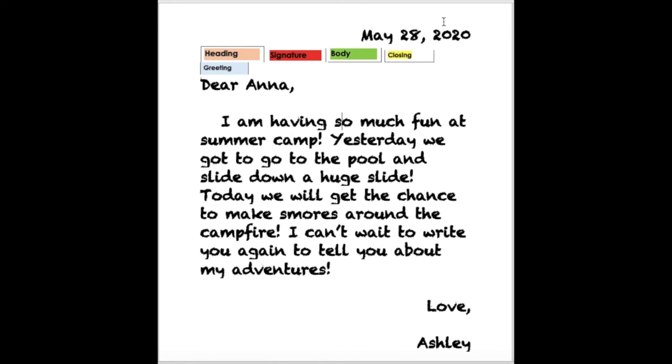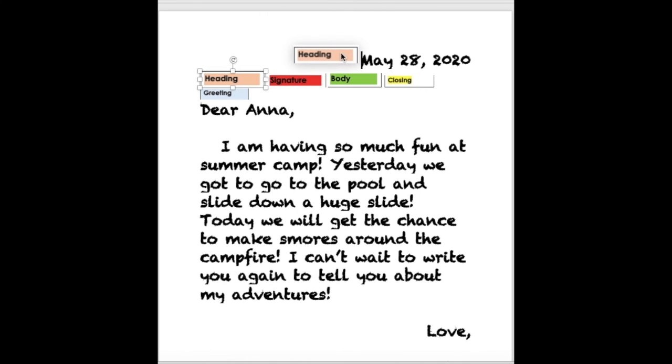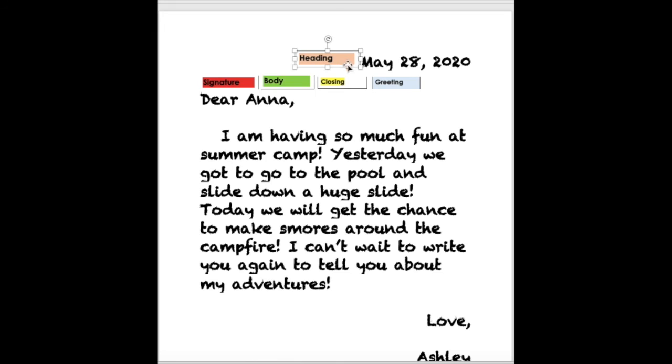All right, let's take a look at the top right here where it says May 28th, 2020, which is the date. What is this part of a letter called? The heading. You were right, friends. So I'm going to move the heading right next to the date. All right, let's look at the next one.